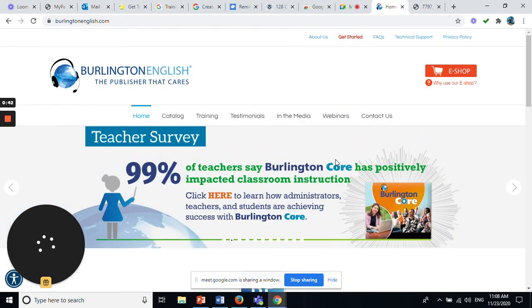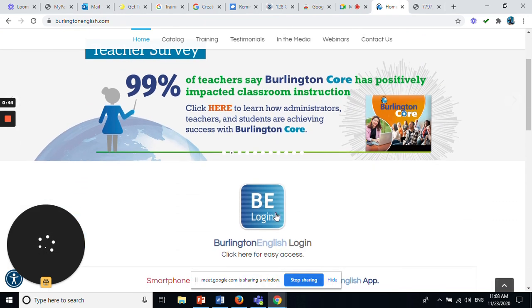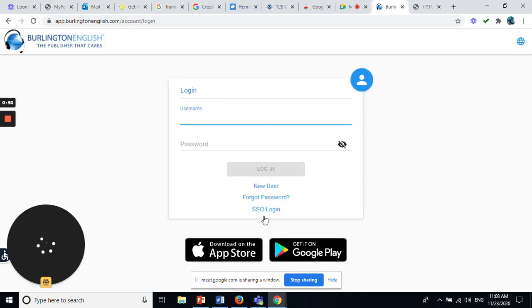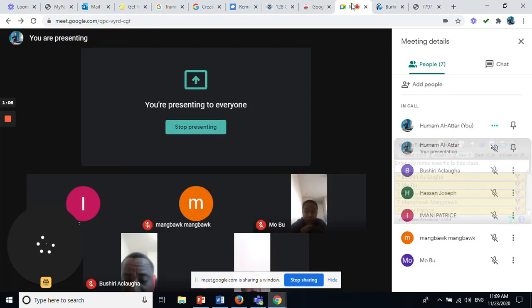Okay. So you go down, you go to BE login. This is different if you're using Burlington English on your computer, but on your phone will be more than enough. But just in case, if you have a computer, you don't have your phone with you, you can use it like this. You can see my screen, right?